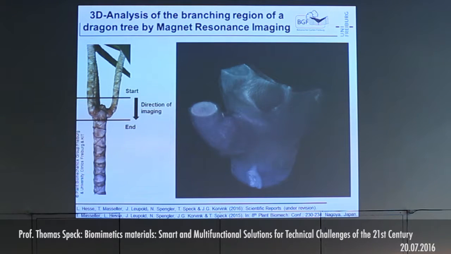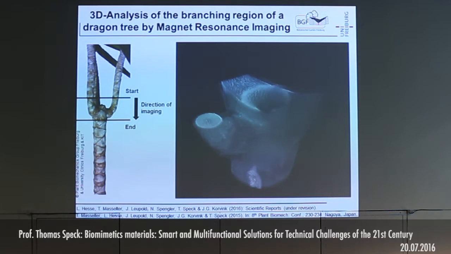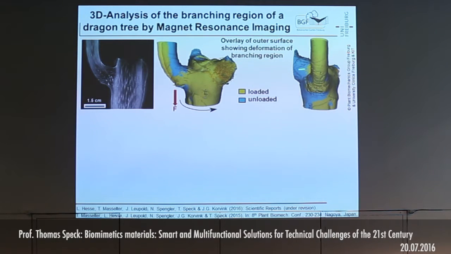This is my most beloved testing device at the moment, because you can test living plants without destroying them. You can take the plant out of the MRI again, put it under load, and see how it reacts to the load after half a year or so. And what information do you get from these 3D scanning methods? First, you get information about the outer surface, the deformation during bending. Blue is the unloaded situation, yellow is the loaded situation. You get a very nice three-dimensional pattern of how the side branch deforms during bending.